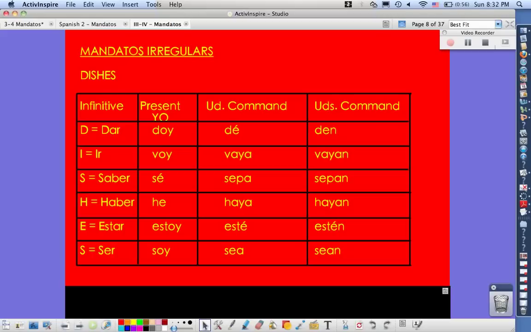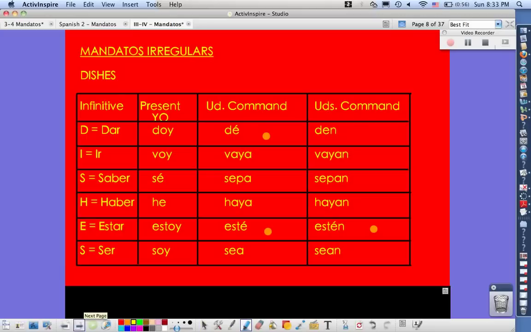I've listed them out there in present yo form, but you'll see that they are listed here in command form. Usted command: dé, den, ustedes, vaya, vayan, sepa, sepan, haya, hayan, esté, estén, sea, sean. Do pay attention to accents, as there are accents on dé, and on esté and estén, in both usted and ustedes. So please pay attention to those.